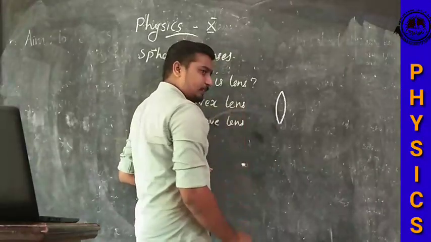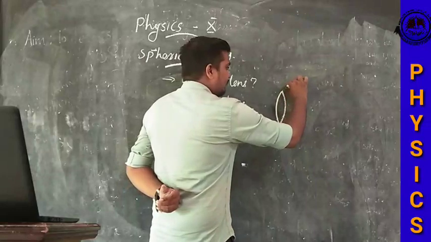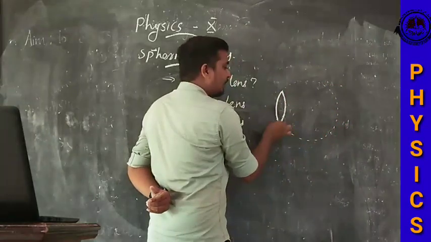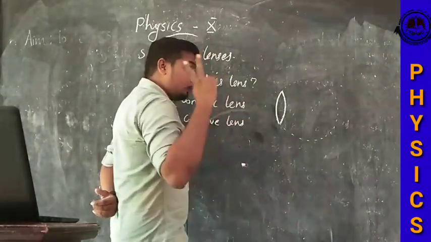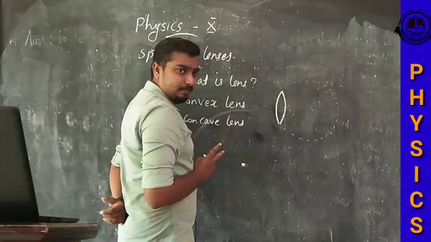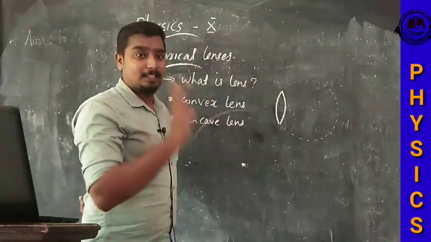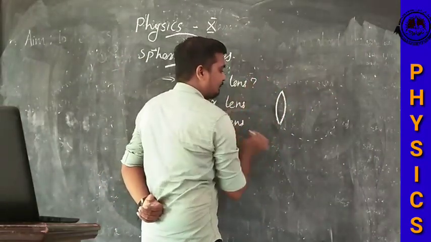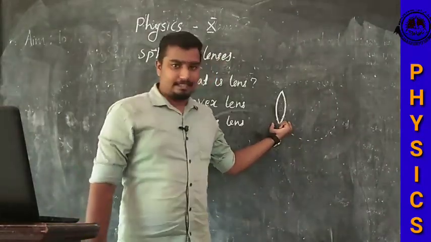Why is it called a spherical surface? It is called a spherical surface because it is part of an imaginary sphere. It consists of two spherical surfaces. That means here there are two imaginary spheres, one is this and the second one is this. This is the shape of a convex lens.